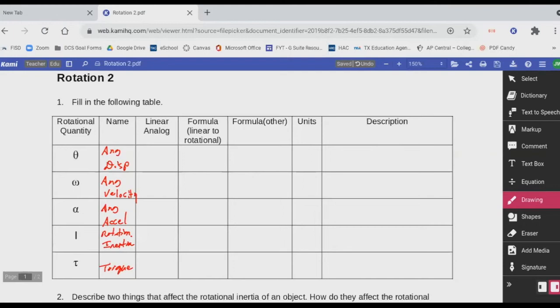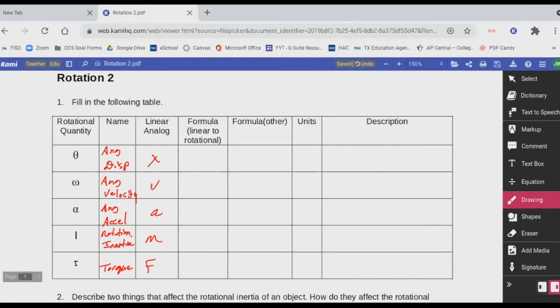Okay, the linear analog. When we were talking about linear point to point, and when we talked about displacement, the character that we used was X. For velocity it was V, acceleration was A. For rotational inertia, what was the linear analog? What do you think? Mass. Yes, mass. What about torque? Force. Yeah, F. Yes, absolutely.